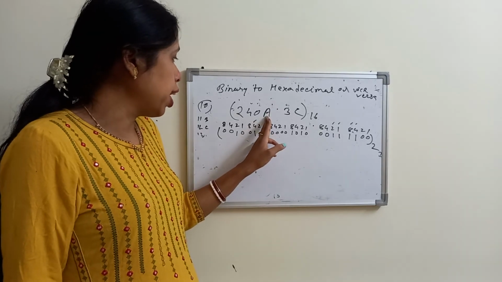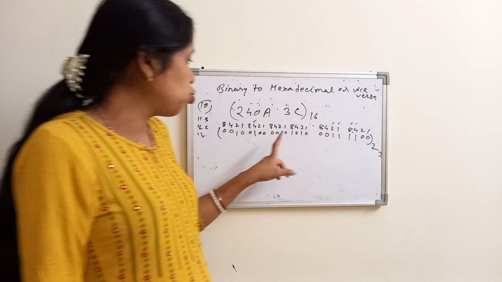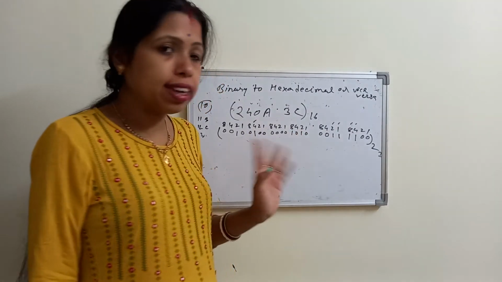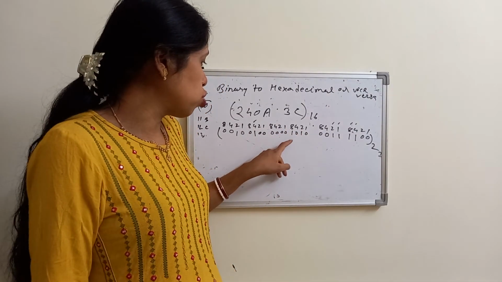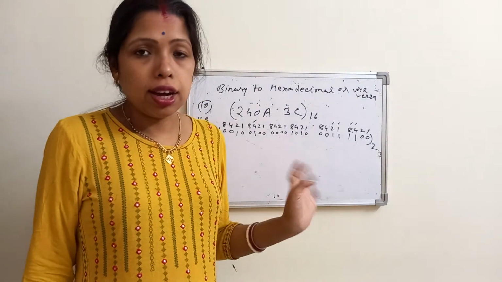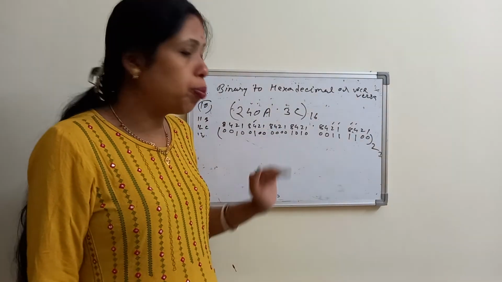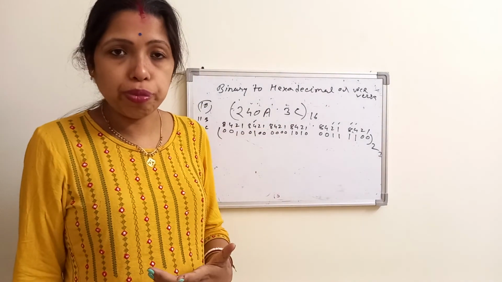From this A, from this 8421 format, how will we get A? A means 10. So if we add 8 and 2, you will get 10. Right? So below 8 you have to write 1 and below 2 you have to write 1, and the other bits should be 0. In this way you have to write any number as a binary number in 8421 format.